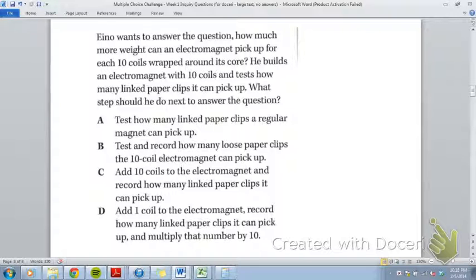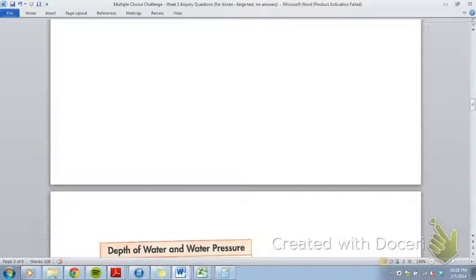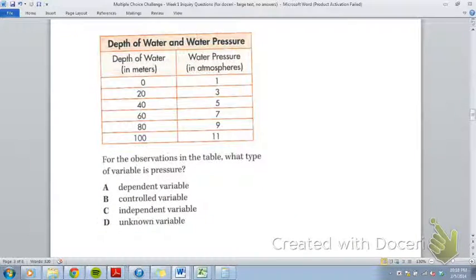Moving on. All right, here we go. Don't get this one wrong. We got a table. Use it.